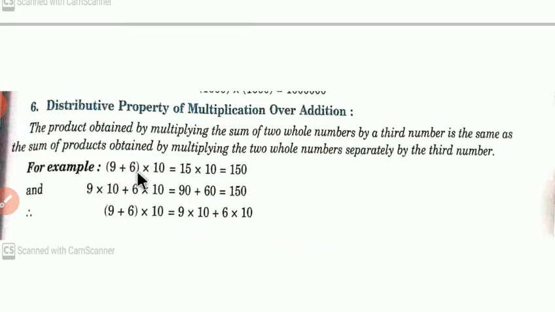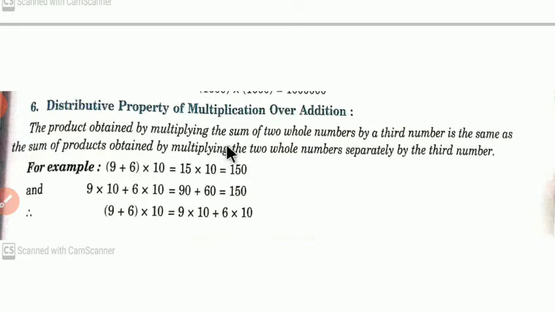Here (9 + 6) × 10 is given. Bracket means first you have to add, after that you have to multiply. So 9 plus 6 is 15, into 10, which is equal to 150. Or if you multiply 9 by 10, then 6 by 10, then also we'll get the same answer. So 9 into 10 plus 6 into 10. 9 tens are 90, 6 tens are 60. If we add, we'll get the answer as 150. So you can see, if we add first and then multiply, or if we multiply the whole numbers separately, then also we'll get the same answer.